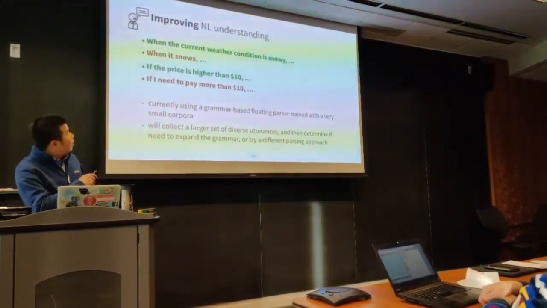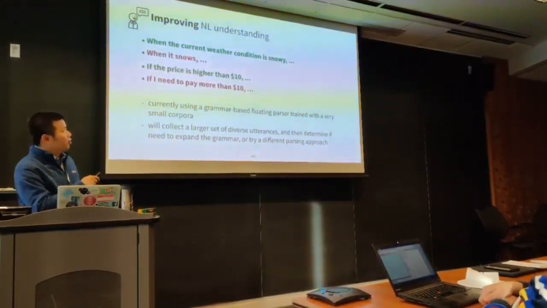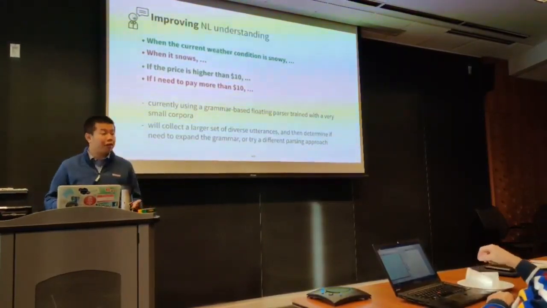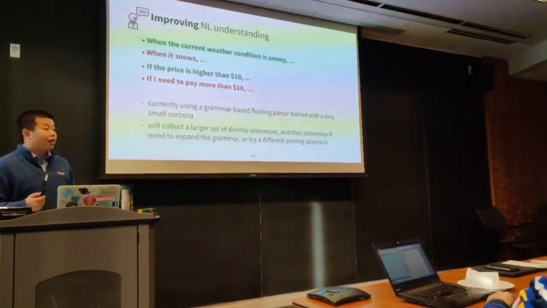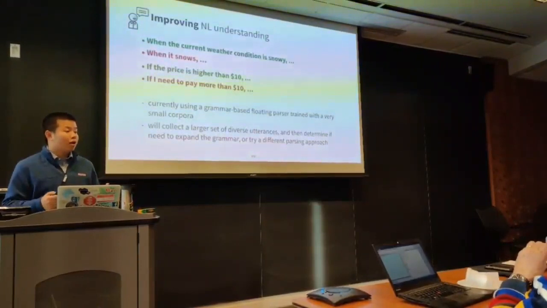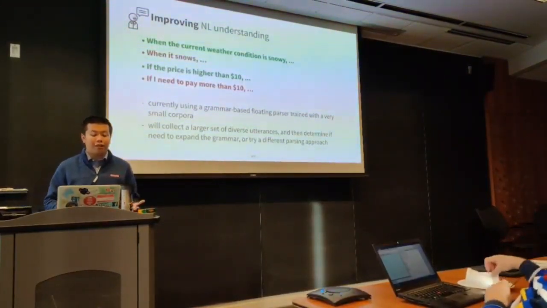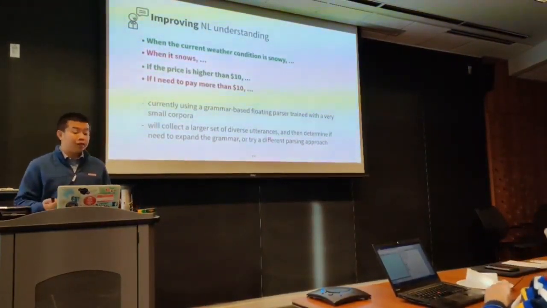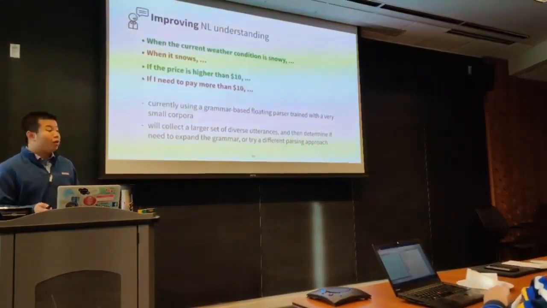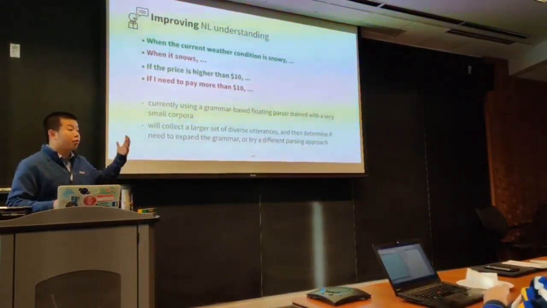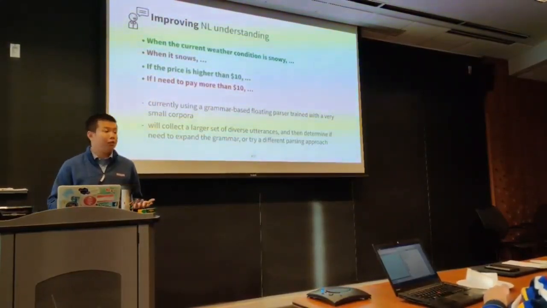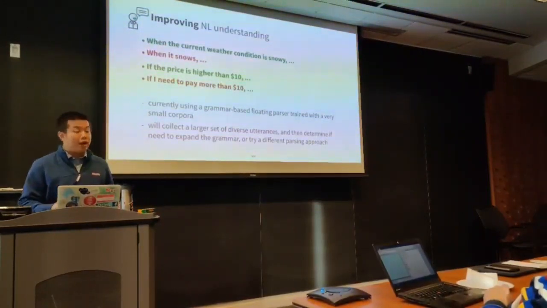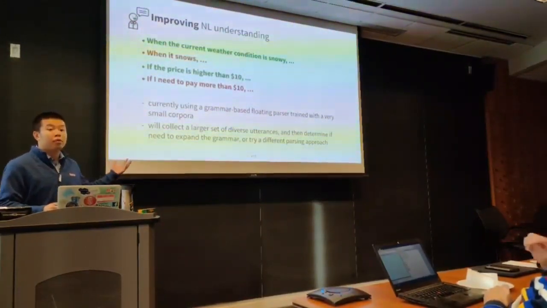So you can see the ones it can understand basically follow the pattern, something, a property is something. So that's a very fixed structure. Moving forward, we plan to start with collecting a large set of diverse utterances of users' natural language commands for intelligent agents. So with that data set, we can look at whether we want to expand the grammar we use, or whether we want to try a different parsing approach, such as a neural net-based parser, in order to handle those more diverse and more flexible commands.